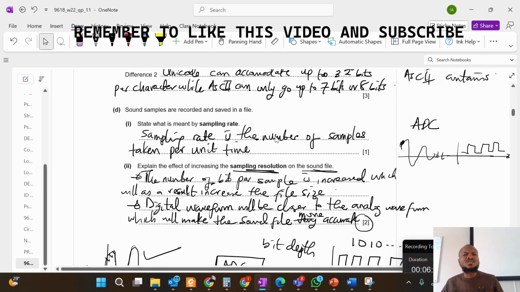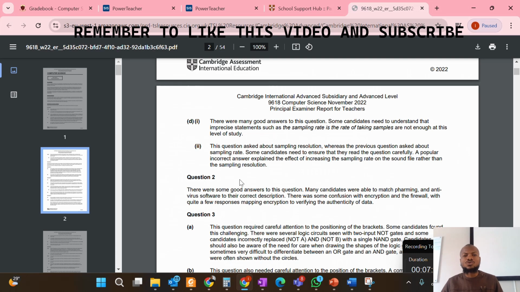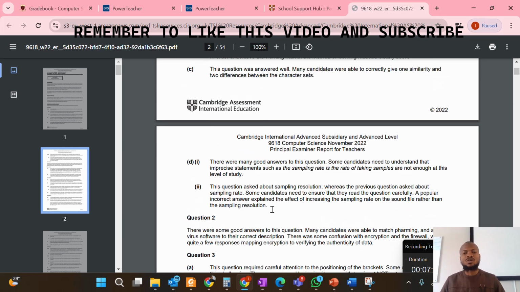So sampling rate is the number of samples, while sampling resolution is the number of bits used to represent each sample. So you must identify and understand the difference between these two concepts before you answer this question, which is one reason most students got this wrong. So I hope this is well understood.